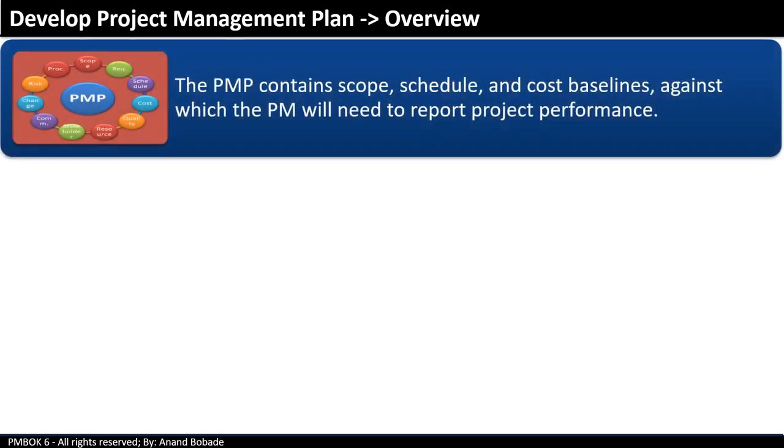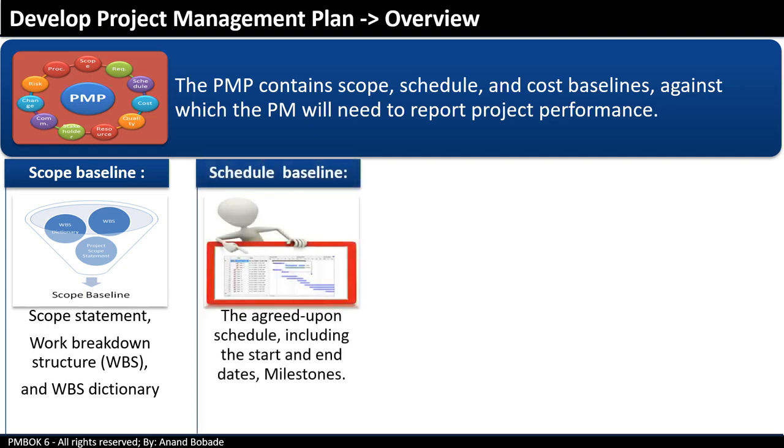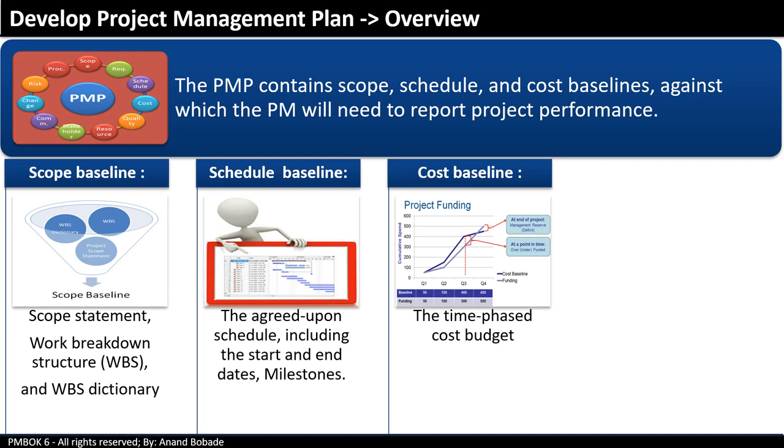The project management plan also contains scope, schedule and cost baselines against which the project manager will need to report project performance. Scope baseline: the project scope statement, work breakdown structure, and WBS dictionary. Schedule baseline: the agreed upon schedule with milestones. Cost baseline: the approved time-phased cost budget. Remember, all of this has to be approved and will be integrated inside the project management plan.